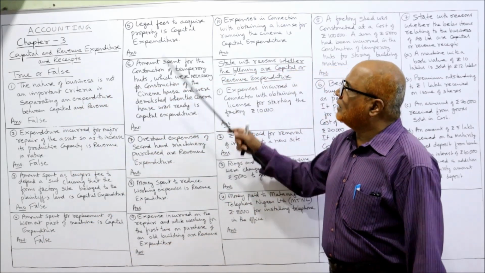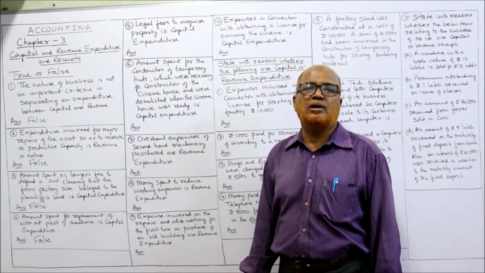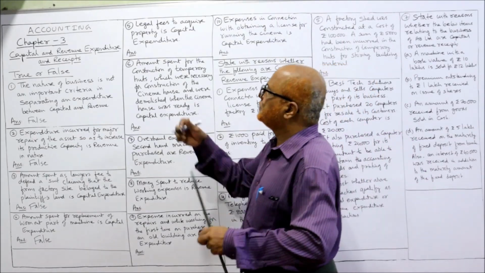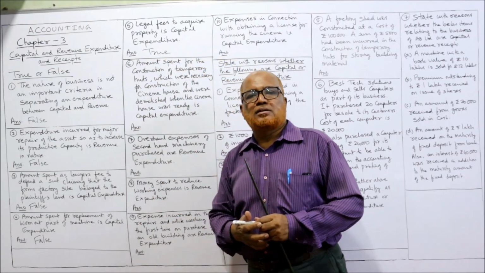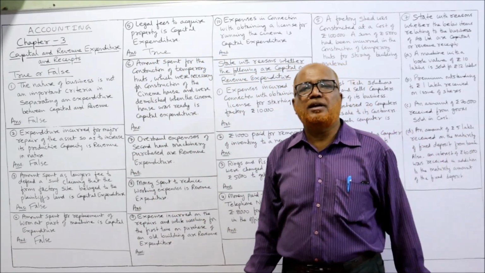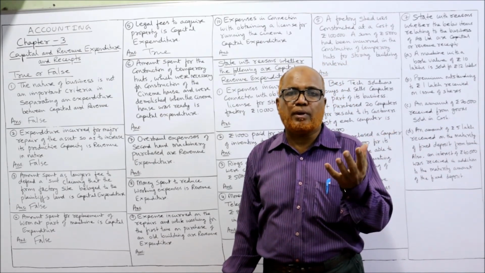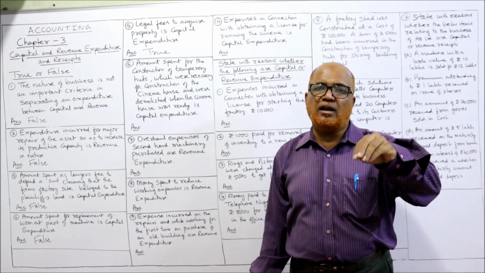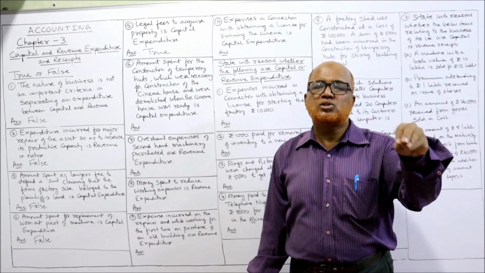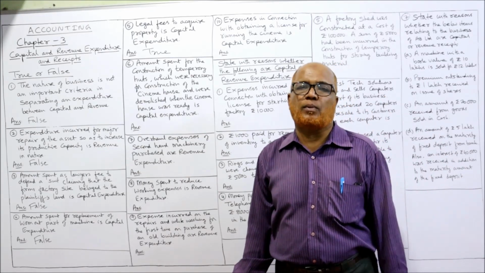Right? Now, legal expense to acquire property is a capital expenditure. Absolutely true. See here. When a property is purchased, some legal expenditure has to be incurred on registration, on getting the ownership right. So to get to the ownership right, we are incurring some legal expenses. So whatever legal expenses incurred, that should be capitalized in the property.